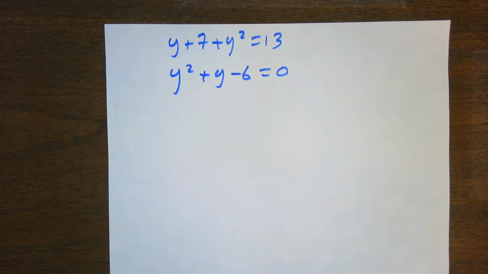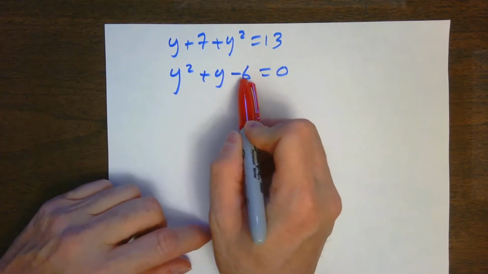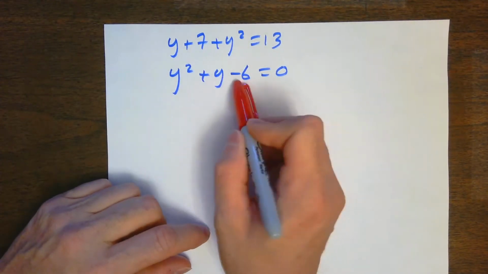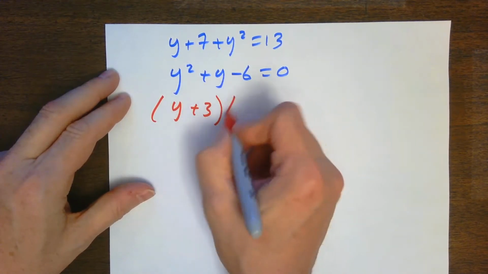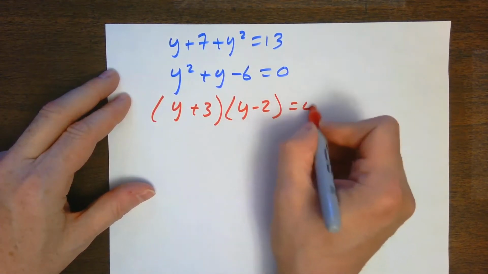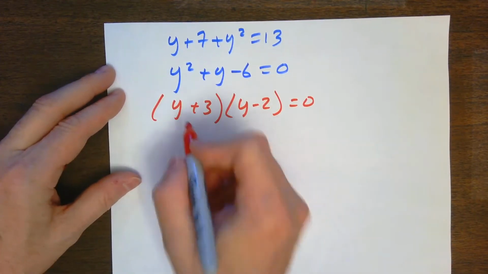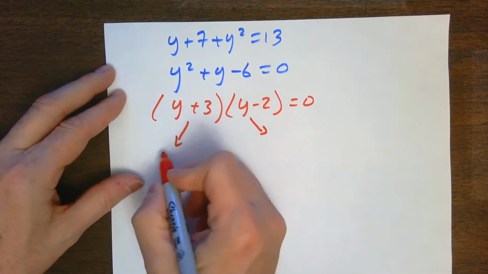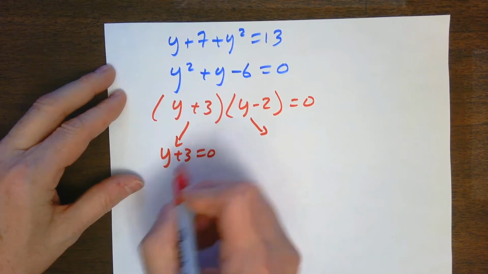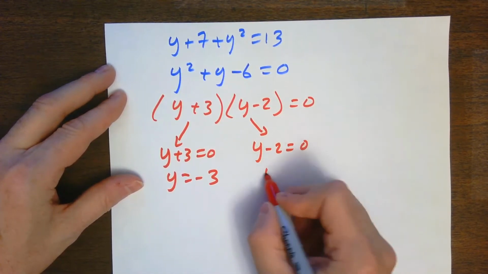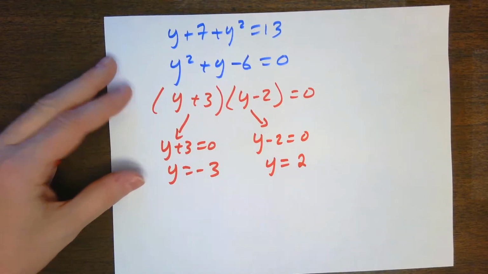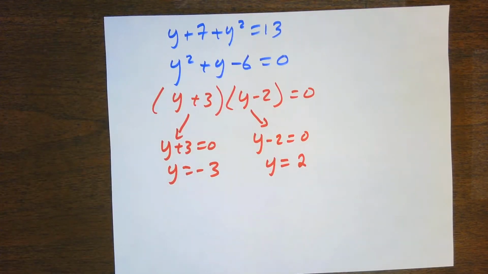Can I solve it by factoring? Is this factorable? Can I think of two numbers that multiply to give me negative 6 and add up to positive 1? Hey, this is factorable. Y plus 3, y minus 2. Set each factor equal to 0. Y plus 3 equals 0, so y is negative 3. Y minus 2 equals 0, so y equals positive 2.